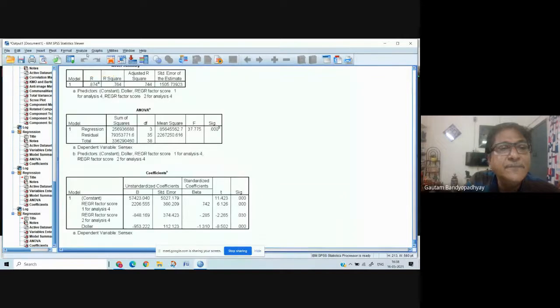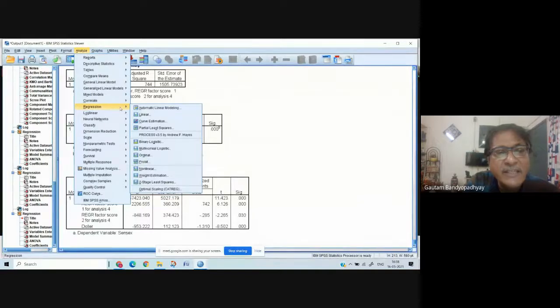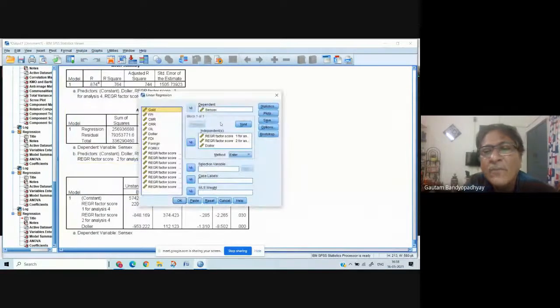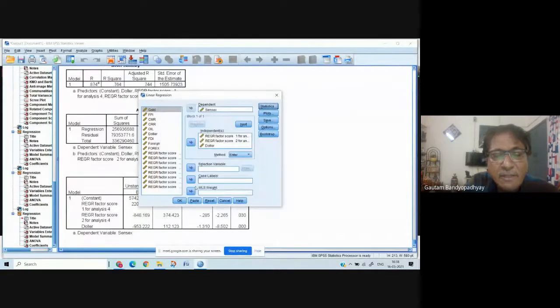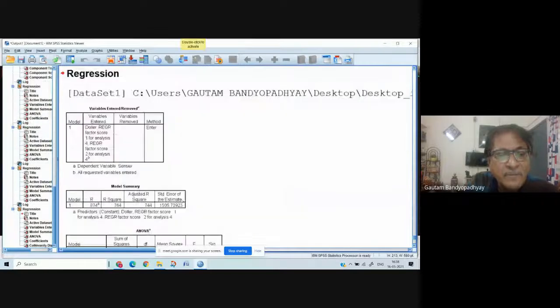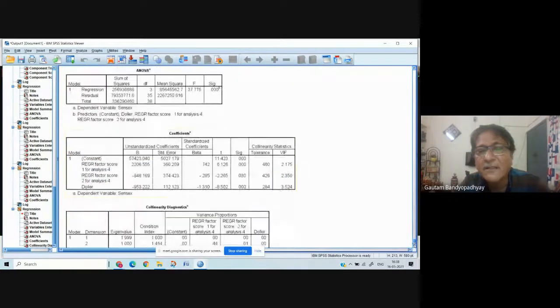So we go to Analyze, go to Regression, go to Linear. Select Statistics and Collinearity diagnostics, and continue and click OK. Just check that obviously there will be VIF. Yes, this VIF is greater than 2. Why? Because dollar affects factor 1 and factor 2. So that's why you see this with the VIF. So we can consider it a predictive model.